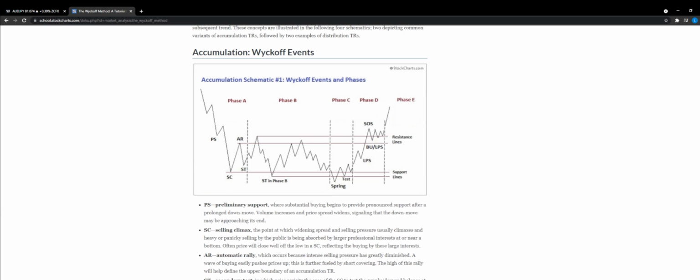However, in some cases they may produce higher highs, bull traps, and lower lows, bear traps, in relation to the SC and AR of phase A. So pretty much it's just liquidity sweeps within the phase B, right? Because obviously like I said, you may see further secondary tests.